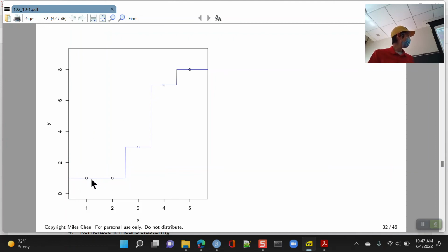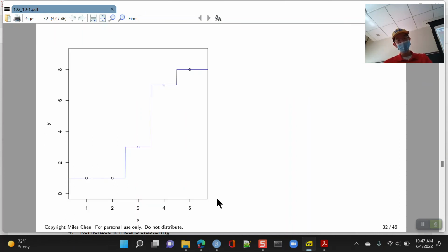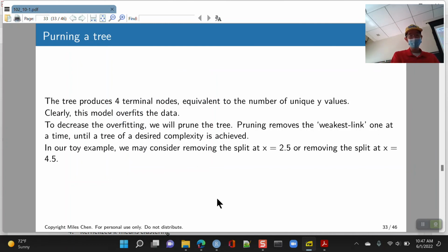We predict 1 for values of 1.2. We predict this value for this, and this value and this value. So this has overfit. You can see if x is less than 2.5, we predict 1. If x is less than 3.5 but greater than 2.5, we predict 3. If x is greater than 3.5 but less than 4.5, we predict 7. And if x is greater than 4.5, we predict 8. That's how we end up getting this overfit tree, with 4 terminal nodes, the number of unique y values that we have.